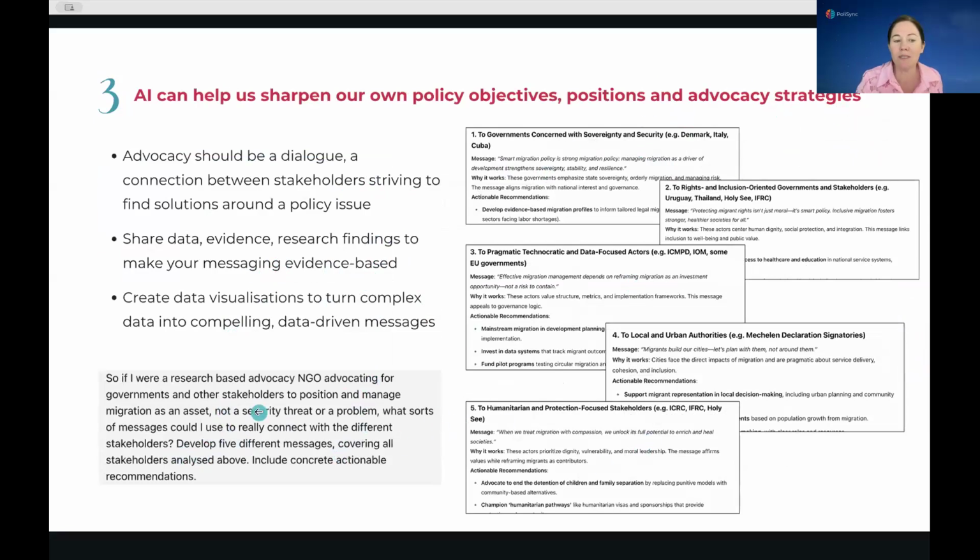I said, if I was a research-based advocacy NGO advocating for governments and other stakeholders to position and manage migration as an asset, not a security threat or a problem, what sorts of messages could I use to really connect with the different stakeholders? And it broke down the stakeholders into different types of actors and then came up with some messaging suggestions. Again, this is just a starting board, but it can give you ideas and really help us tailor things more closely.